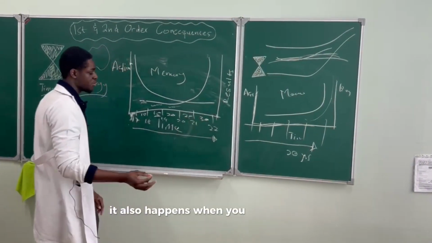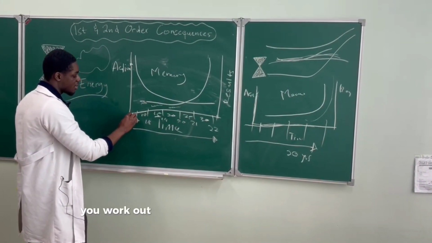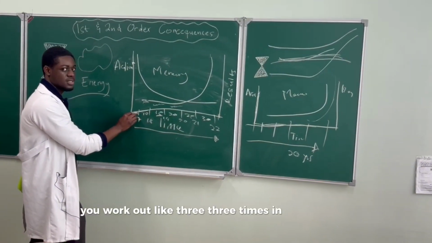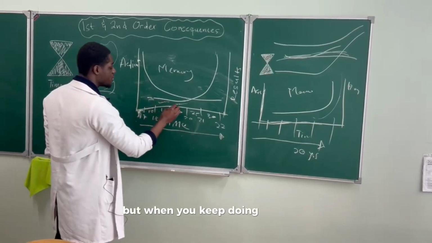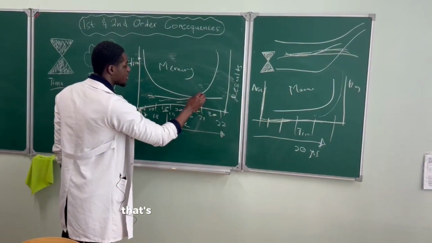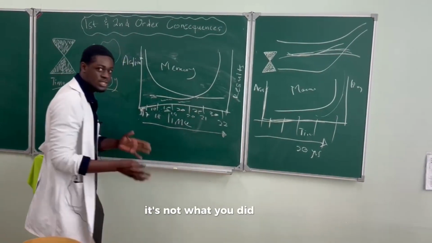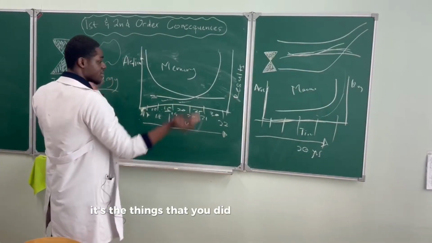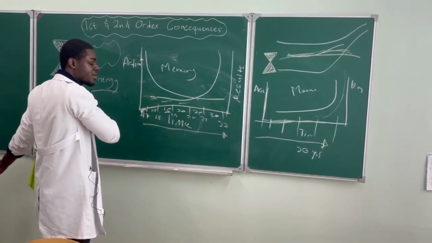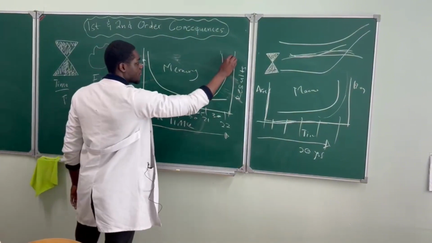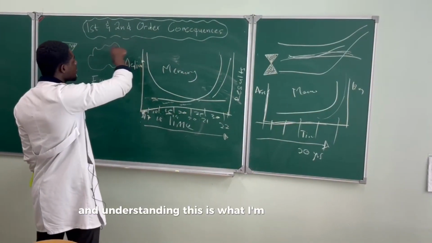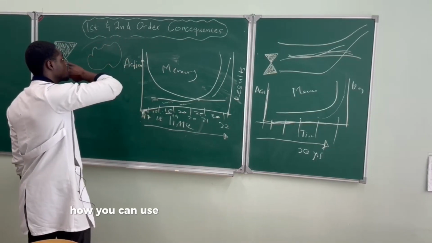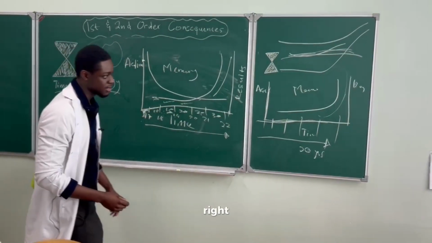It also happens when you go to the gym. Like you work out three times a week. You do it for a month, you see no results. But when you keep doing it for, let's say, 2 months, that's when you start seeing results. It's not what you did today. It's the things that you did 3 weeks or a month ago. That's where you see the results. And understanding this is how I'm going to explain how you can use first and second order consequences.